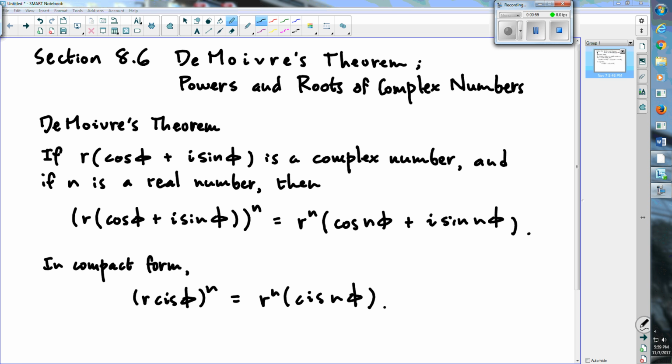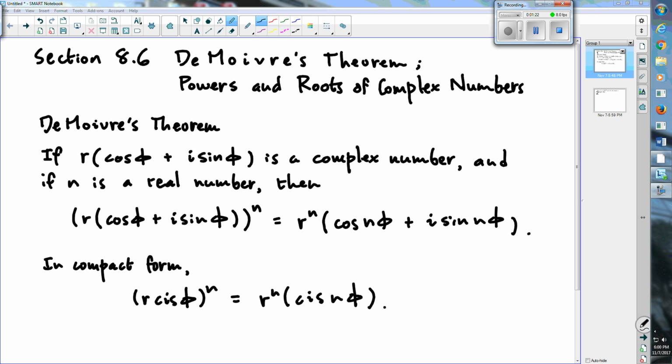Now, I know sometimes we look at this number, this r cosine of phi plus i sine phi, and it looks really strange at first. And granted, if we're not used to seeing it like that, it can look strange. But what DeMoivre's theorem does for us is it makes the calculation so much easier than working in rectangular coordinates. So let's try an example.